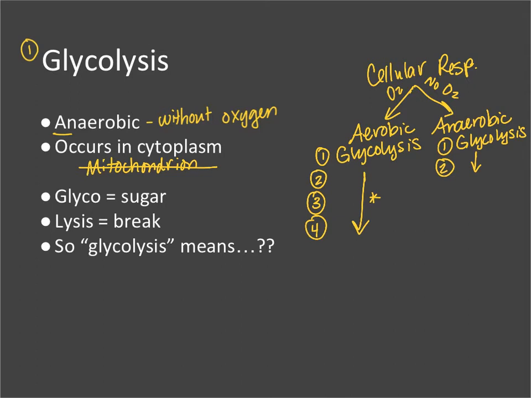Now, if we look at the word glycolysis, we can actually break it down into glyco and lysis. And glyco is kind of like a prefix having to do with sugars. So think of things like glycogen, glycocalyx. These are all things that are related to sugars. And then we know from learning about hydrolysis reactions that lysis means to break something. So the term glycolysis actually means to break sugar. All right, so it means to break sugar.